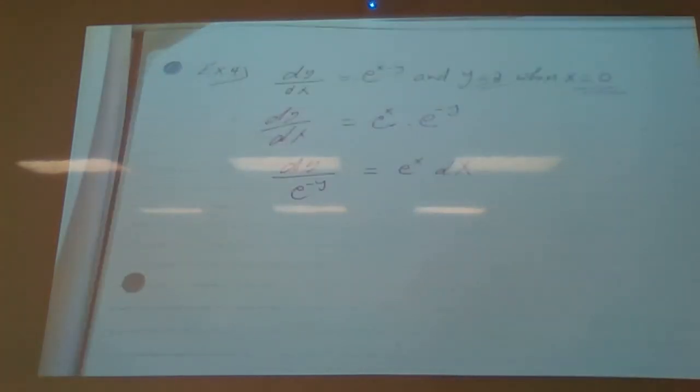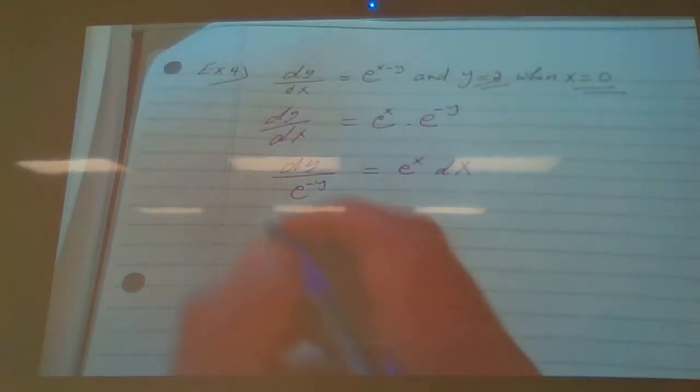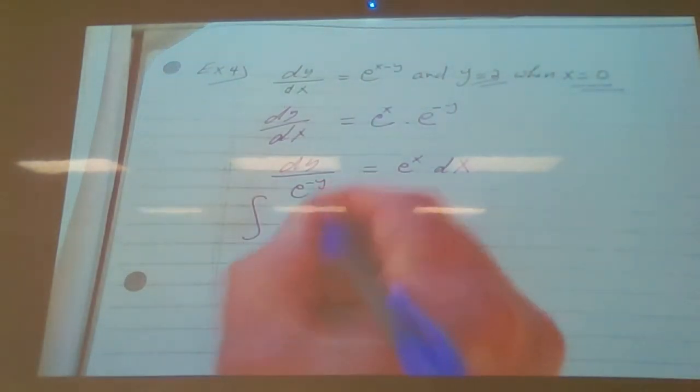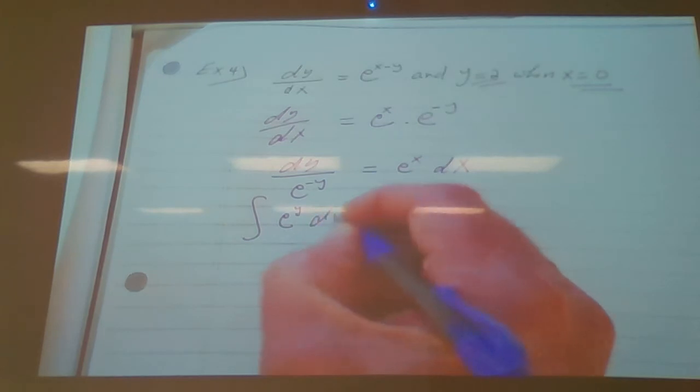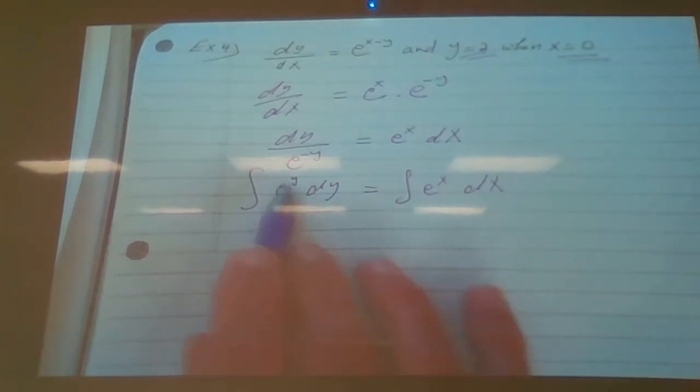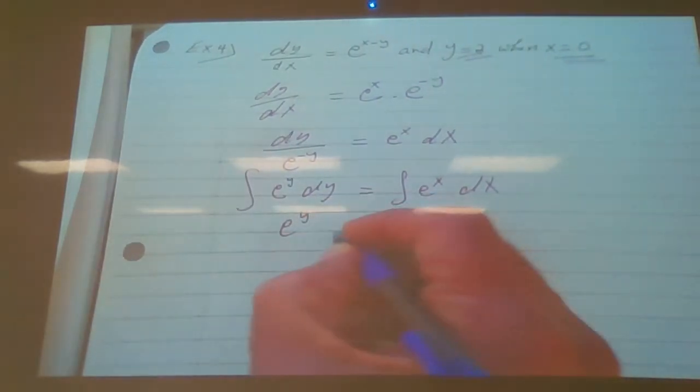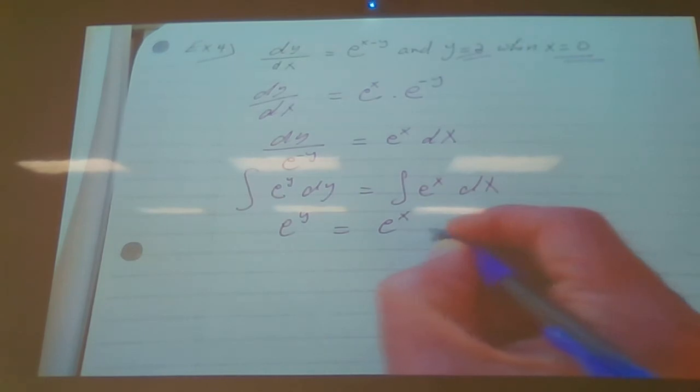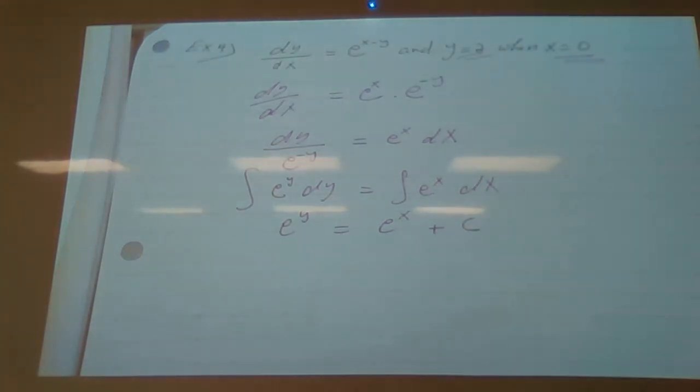Cross multiply. Now I'm going to take the integral. This is e to the y dy equal the integral of e to the x dx. Well, the integral of e to the y dy is e to the y, and the integral of e to the x is e to the x plus c.